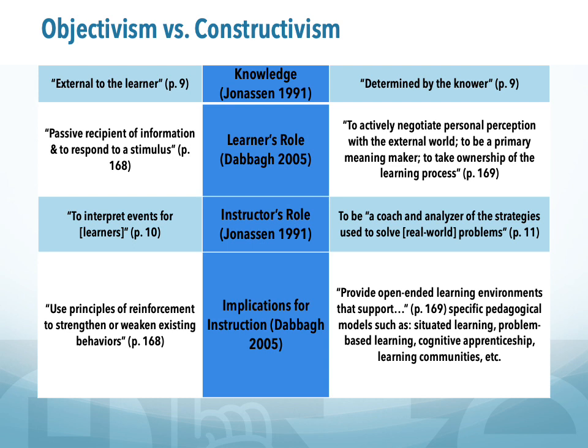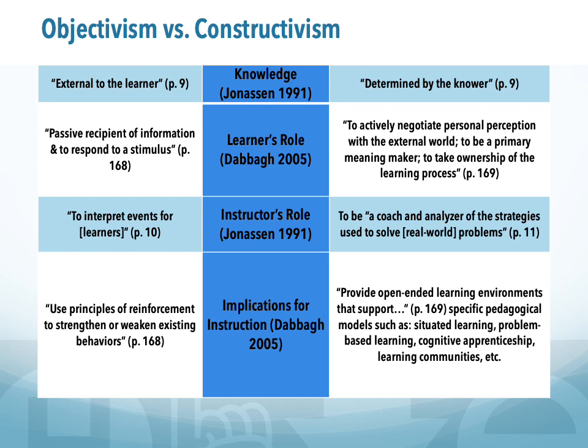On the objectivist side of the continuum, the learner is a passive recipient of information and is expected to respond to a stimulus in a very specific way. The instructor interprets what events mean for the learner. They are the ultimate knower of information, and in that role, instructors provide stimulus and reinforcement to transmit or imprint the one true knowledge on the learner.